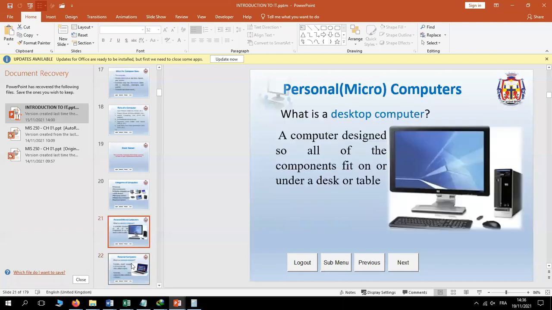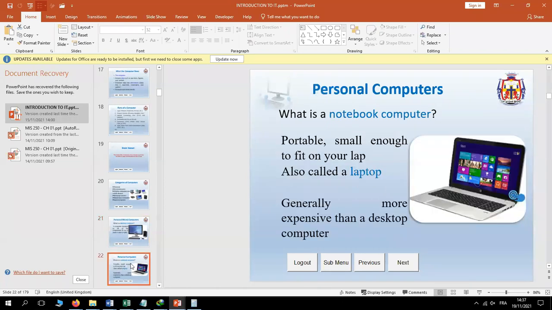For example, we have desktops. Desktops are the ones that we always have on the desks or seated on the tables. So they are among the examples of personal computers. Then we have talked about laptops. These ones are designed to be used while on the laps, if you know what a lap is.